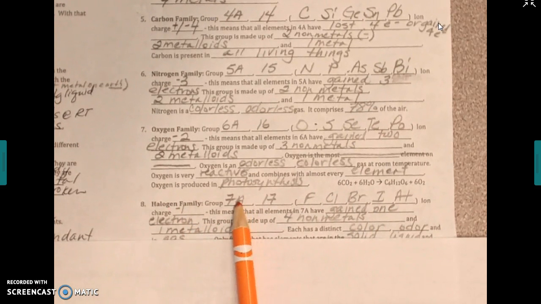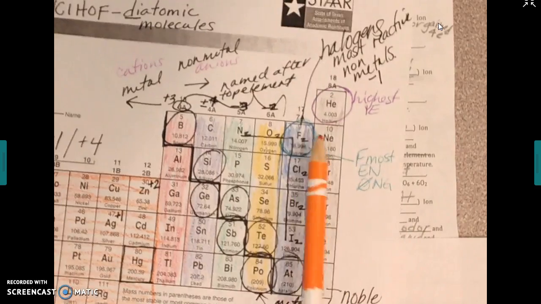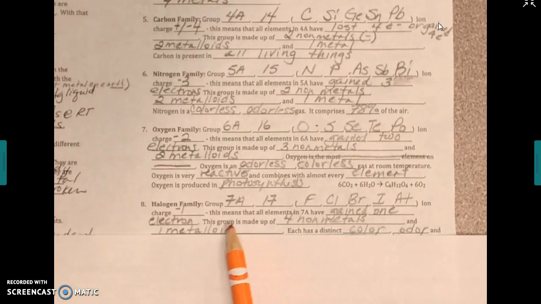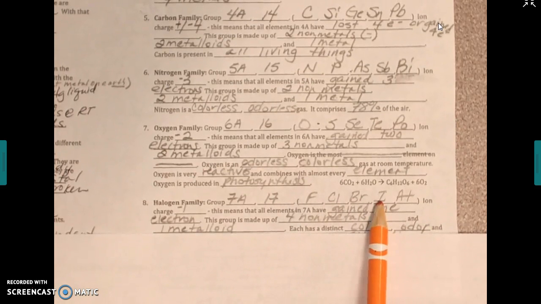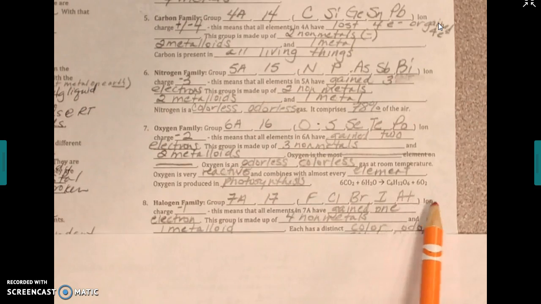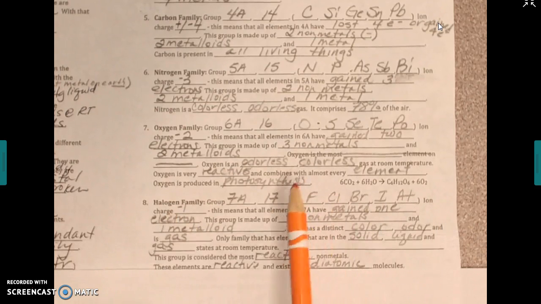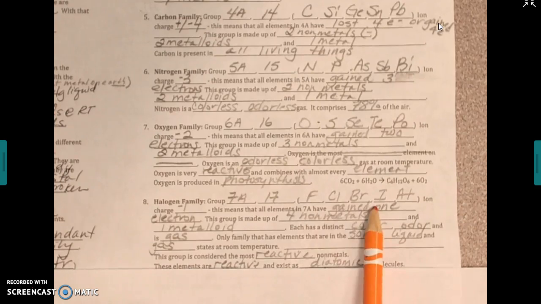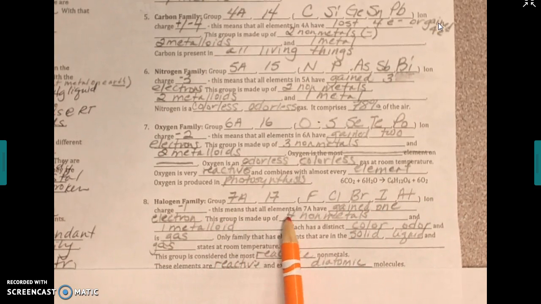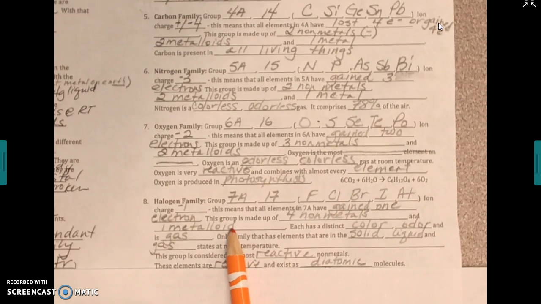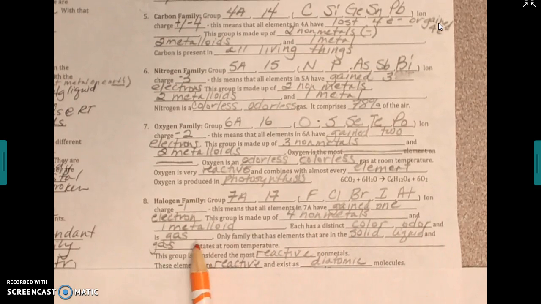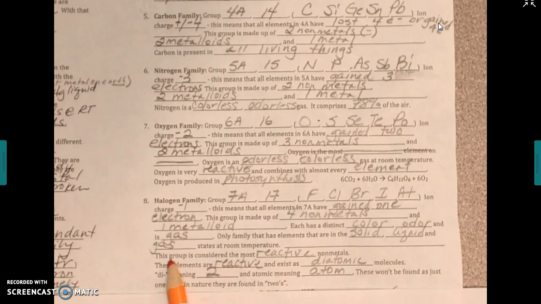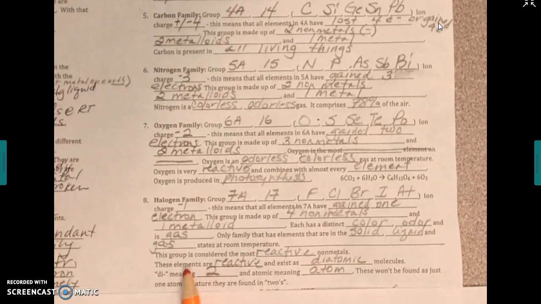Halogen family, group 7A, very, very important family here. Group 7A or group 17: fluorine, chlorine, bromine, iodine, and astatine. Ion charge is -1. This means that all elements in 7A have gained 1 electron. This group is made up of 4 nonmetals and 1 metalloid. Each has a distinct color, odor, and is a gas. Only family that has elements that are in solid, liquid, and gas states at room temperature. This group is considered the most reactive nonmetal.